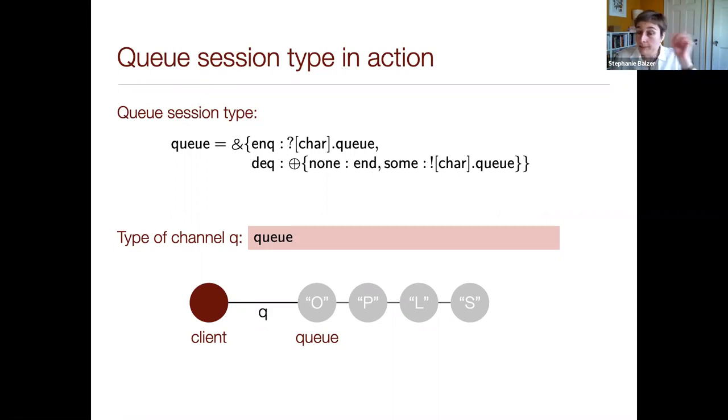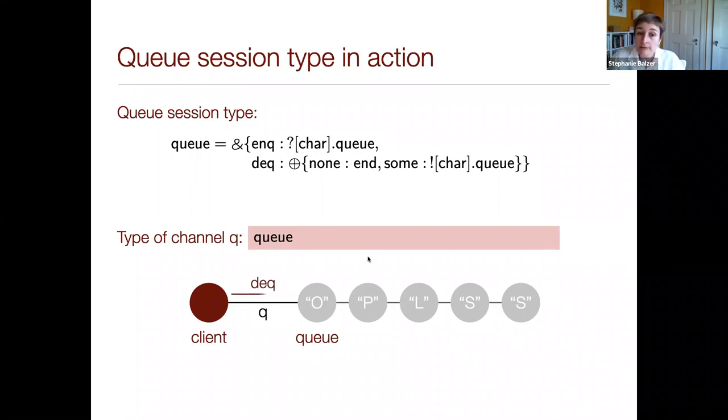All right, so imagine we start in a state where the channel Q is of type Q. And the client goes ahead and sends the NQ message. What happens as a result of this? According to the type, after having received an NQ message, the queue is now ready to receive a character. So as a result of this exchange, the type of the channel Q changes to ?character Q. Now let's imagine the client sends the character S, appending S to the end of the queue. As a result, the channel goes back to being of type Q, because the session type tells us that after having received the character, it goes back to Q.